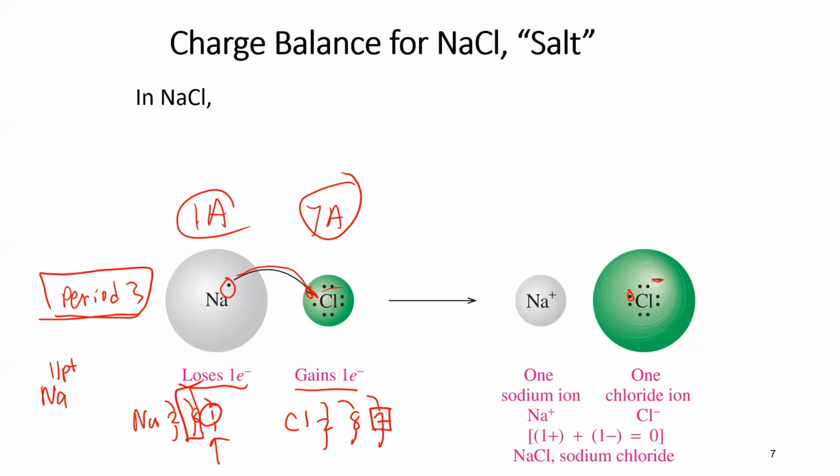Now what we also notice is that the sodium atom is much bigger than the cation. Why is that? Because it loses that third energy level, that valence shell. And the chlorine atom is much smaller than the chloride anion. Why is that? Well, it doesn't lose a shell because that extra electron goes in that third shell.